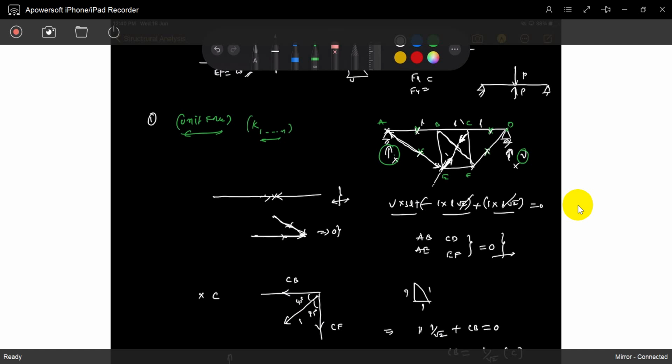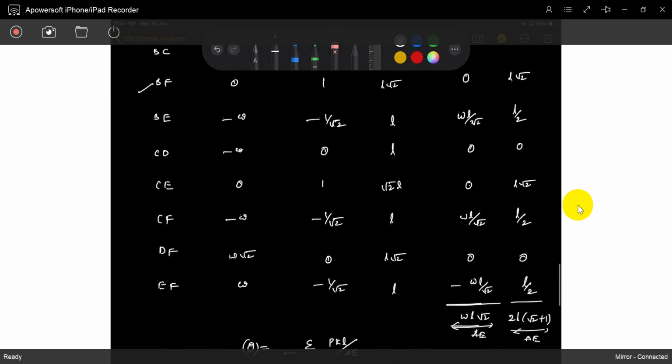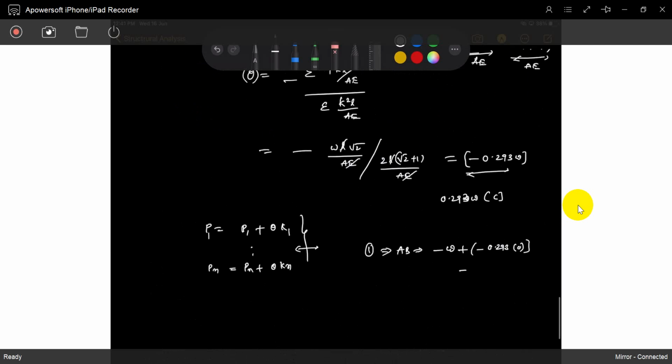If you calculate 1 by root 2, that is 0.707, meaning a 70% effect. So that's the I1. So what does that mean? It has only W compression.